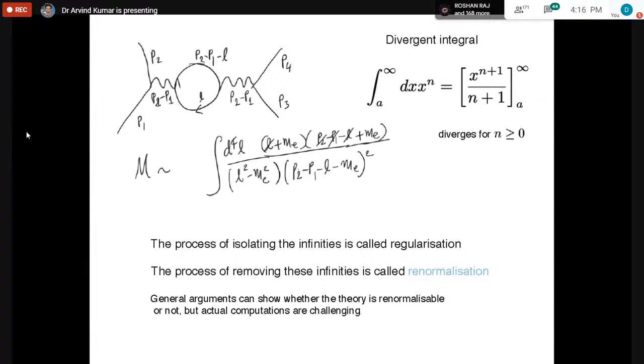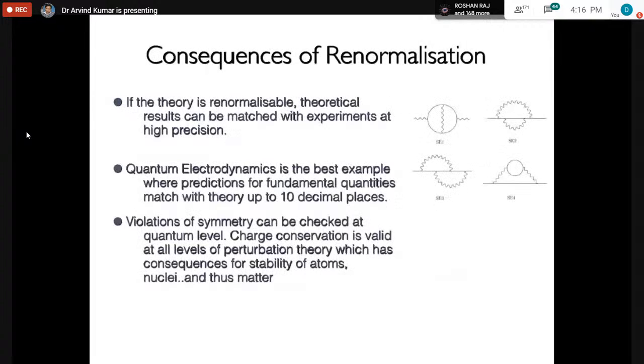Okay, next slide. If the theory is renormalizable, theoretical results can be matched with experiments at a very high precision. That's the reason why you can actually test the theory. Quantum electrodynamics is the best example where predictions of quantities match. I'll show you examples of it up to 10 decimal places actually.